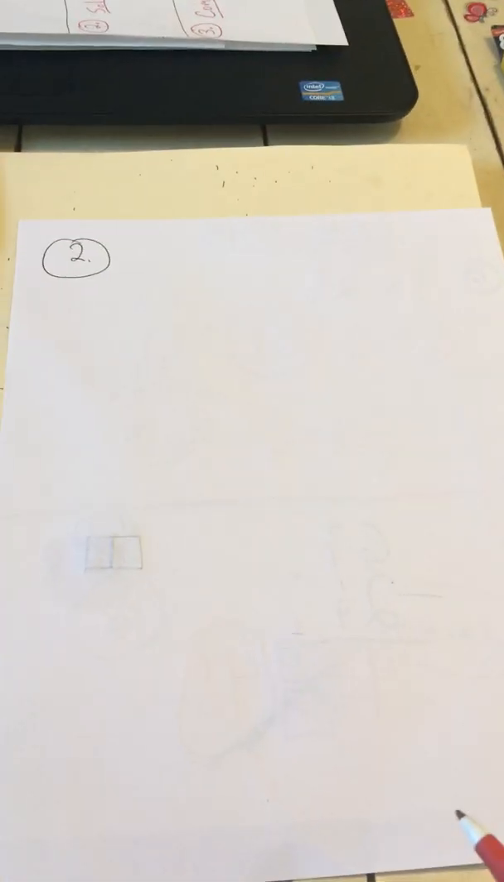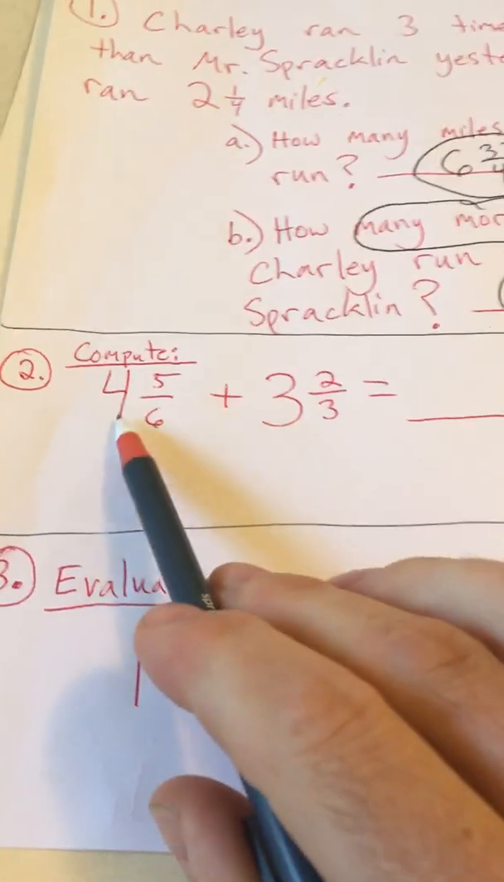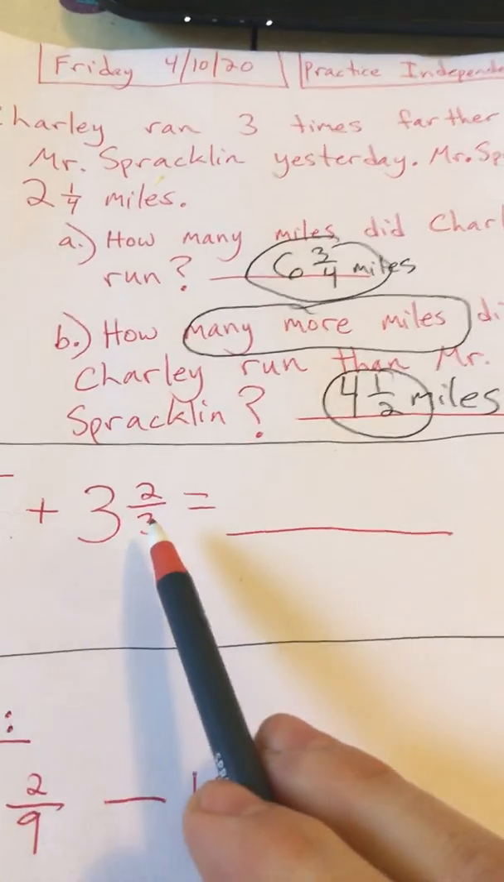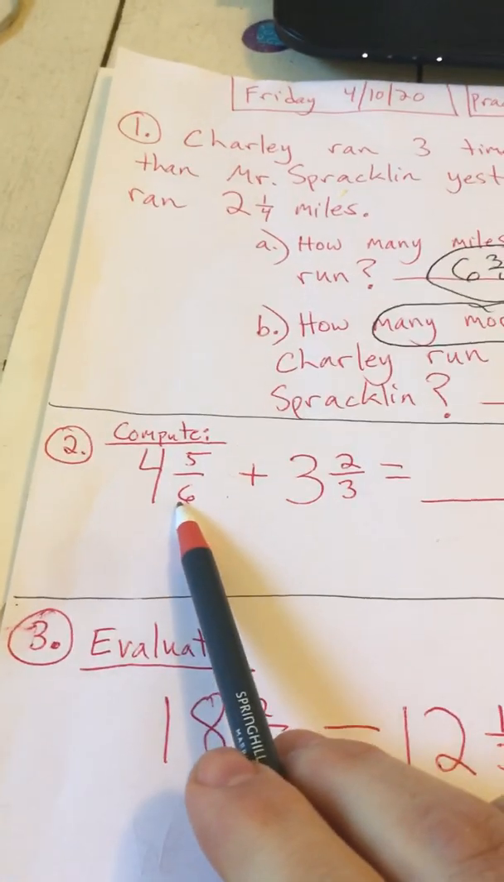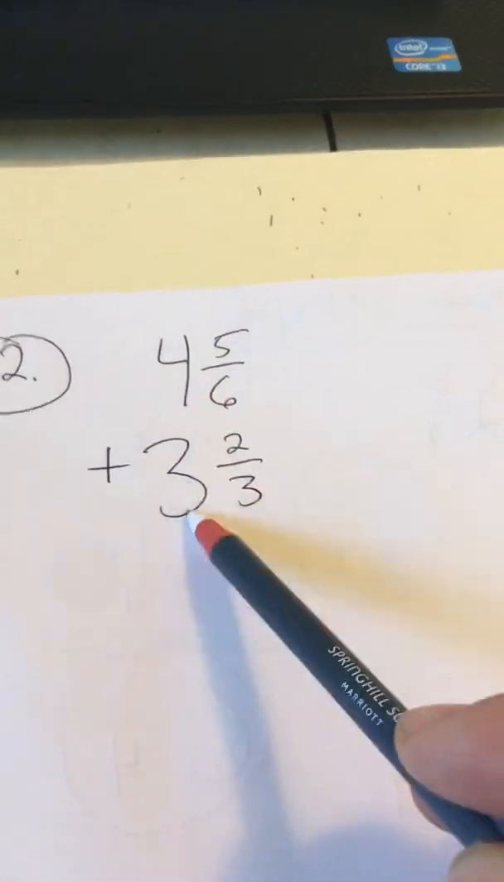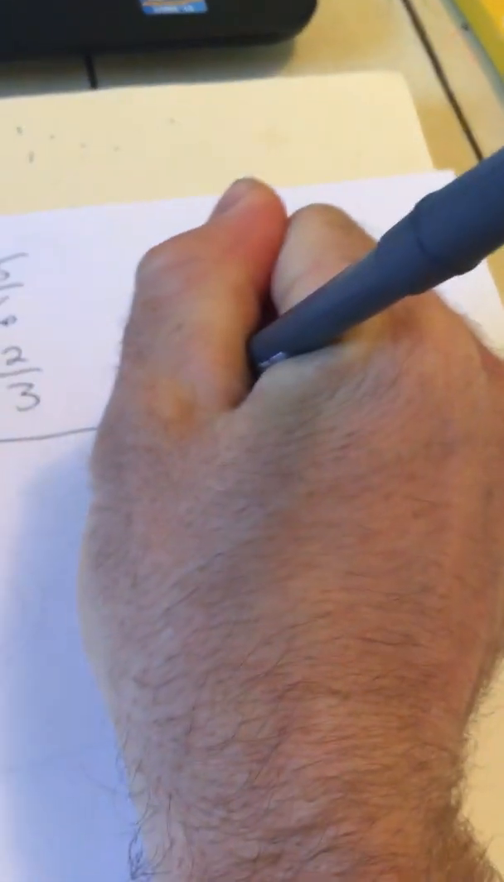So I'm going to give myself plenty of space. Here's number 2. It says compute 4 5/6 plus 3 2/3. Okay, make sure we have them right. 4 5/6 plus 3 2/3. 4 5/6 plus 3 2/3.